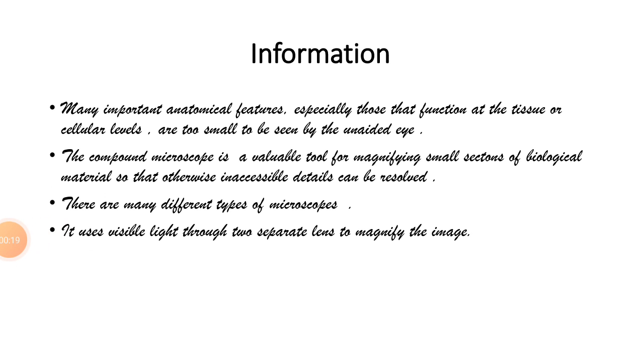First, many important anatomical features, especially those that function at the tissue or cellular level, are too small to be seen by unaided eyes. Next, the compound microscope is a valuable tool for magnifying small sections of biological material so that otherwise inaccessible details can be resolved. There are many different types of microscope. It uses visible light through two separate lenses to magnify the image.